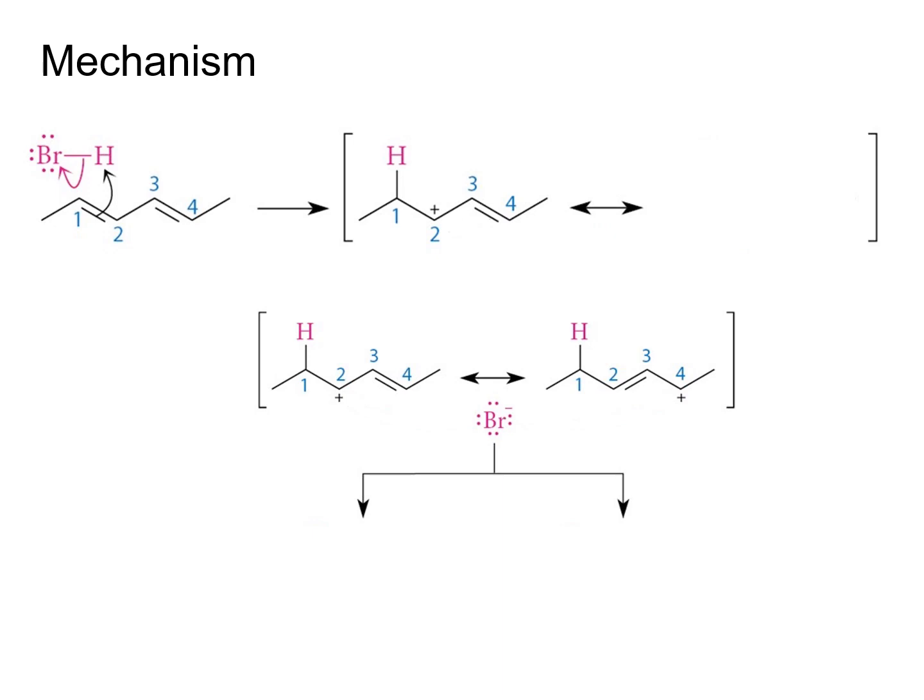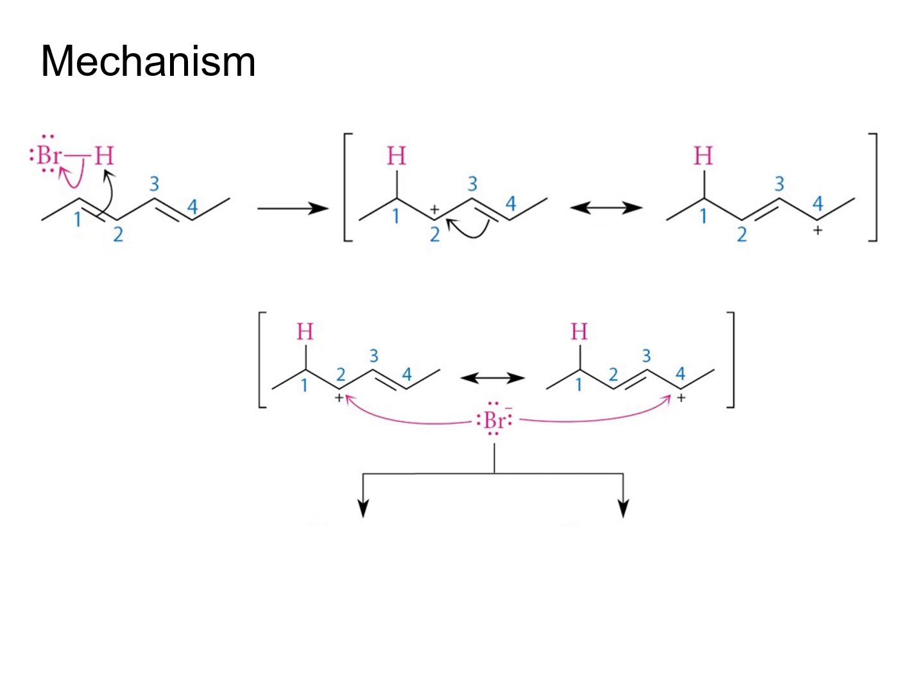As a result here, I can see that I have a double-sided arrow, so I have a resonance structure I need to draw. Resonance here would move the double bond over to alleviate the positive charge on carbon 2. This would place the positive charge on carbon 4 with the double bond moving from 4 and 3 to 3 and 2. At this point, my Br minus can go ahead and add to position 2 or to position 4.